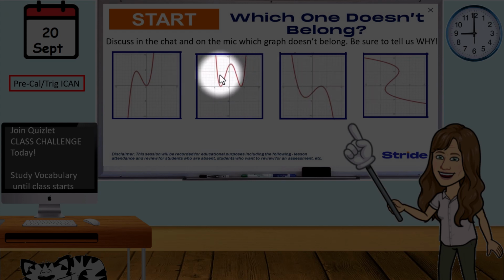Now, whenever the leading coefficient is negative, this will just flip upside down, and then it will be going down in the third quadrant and down in the fourth quadrant.